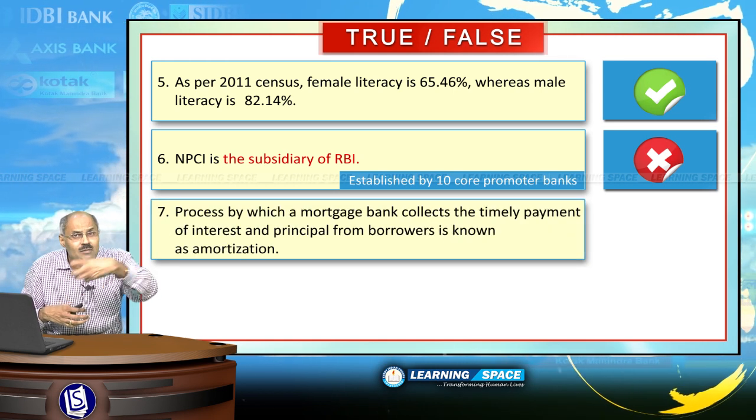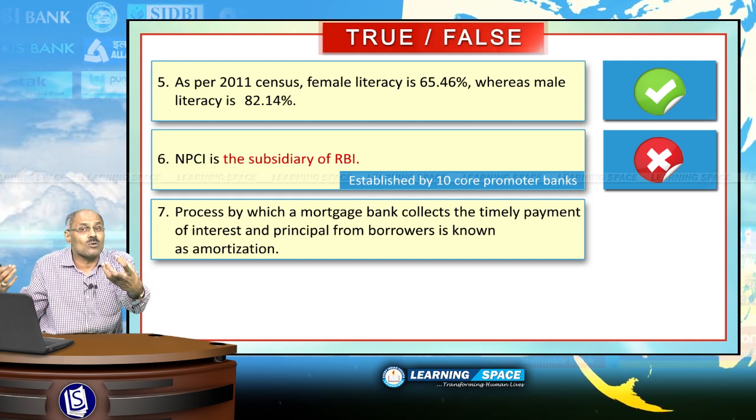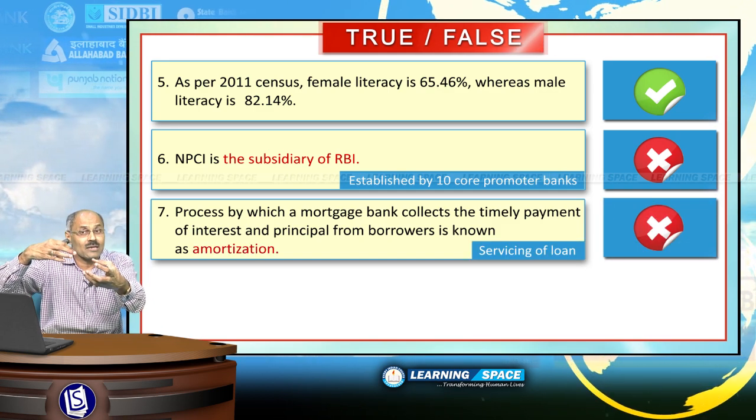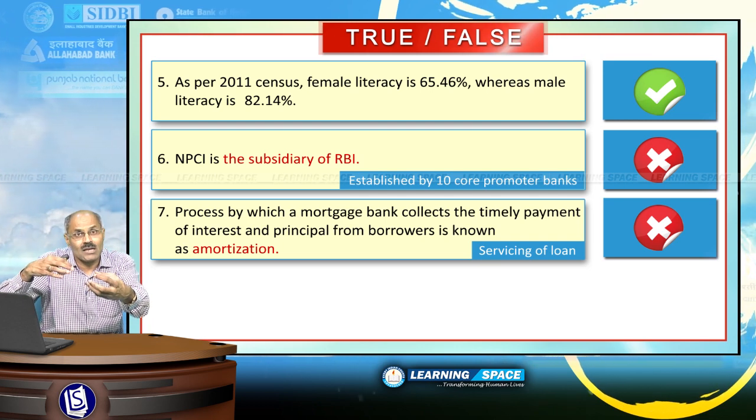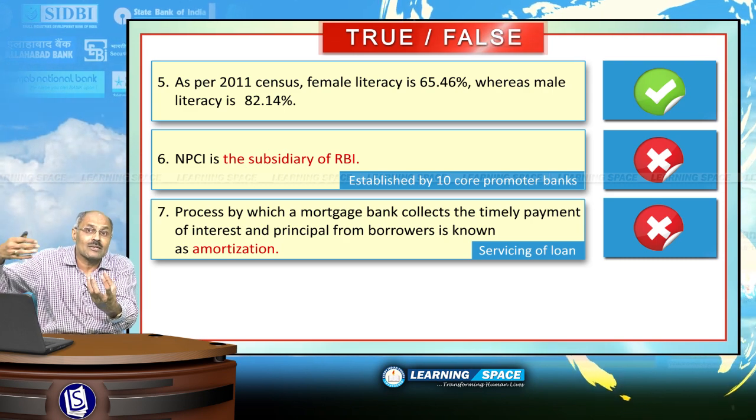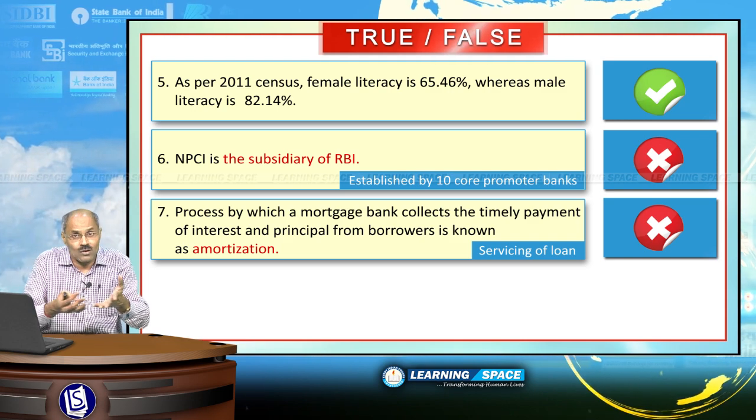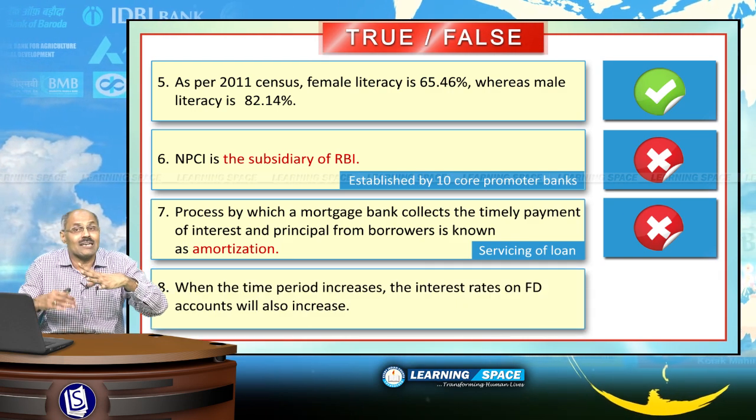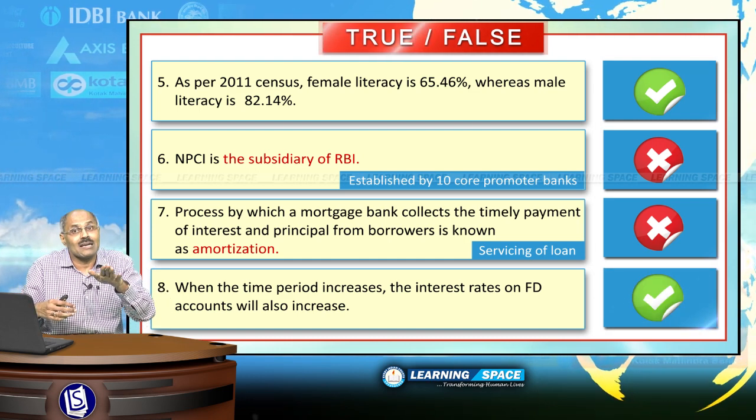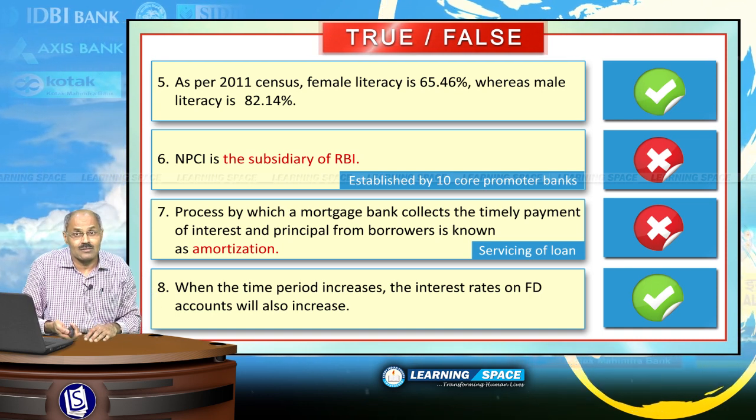Process by which a mortgage bank collects the timely payment of interest and principal from borrowers is known as amortization. Is absolutely wrong. The term here is loan servicing, or you can say servicing of loan. The process by which the borrower will pay back to the lender at the scheduled intervals is servicing of loan. When the time period increases, the interest rates on FD accounts will also increase. Absolutely correct. When the time period increases, the interest rate on fixed deposit account will also increase.